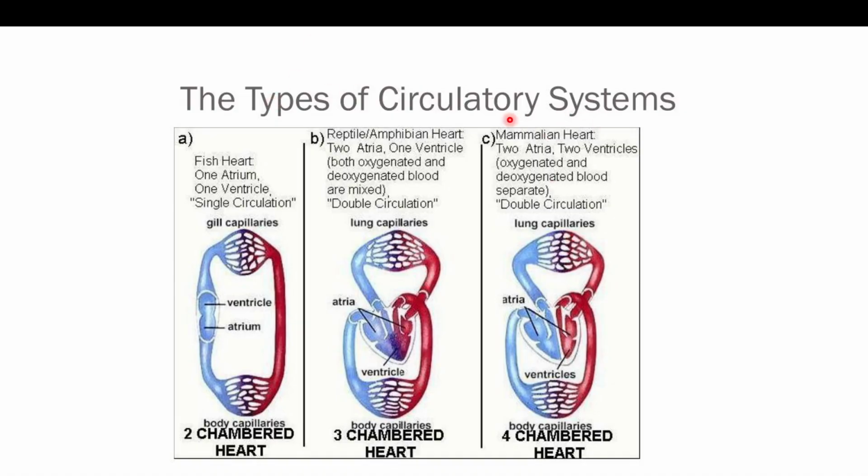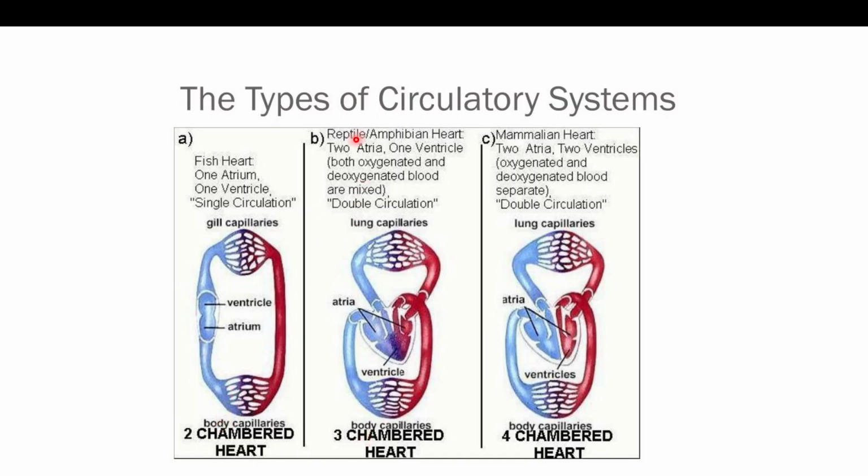And the types of circulatory system, the same things have now been represented pictorially, where fishes have one heart, a two-chambered heart, where one atrium or one auricle and one ventricle is there. It is a single circulation where gill-based oxygenation takes place. One round of exchange takes place at the capillaries inside the gills, and the other takes place at the network present in the rest of the body.